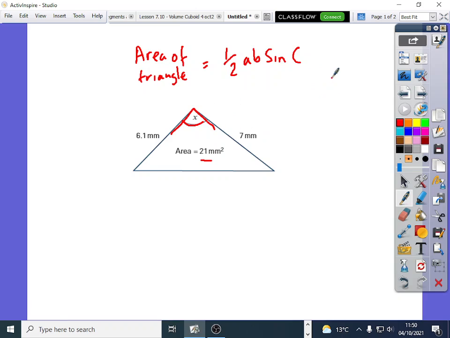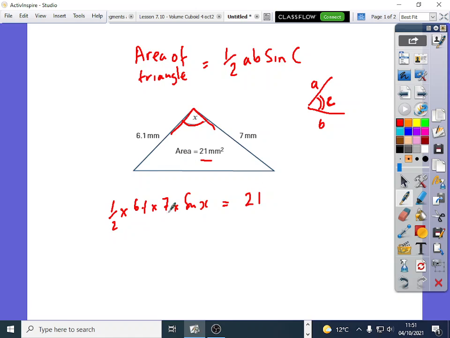Okay, so whenever we're looking at a triangle, this will be A, this will be B, and the angle between them is always known as the angle C. Now over here we've got a half. We're using the formula times 6.1 multiplied by 7 times the angle between them is sine x. That's the angle we need to find. That's going to equal the area 21 millimeters squared.